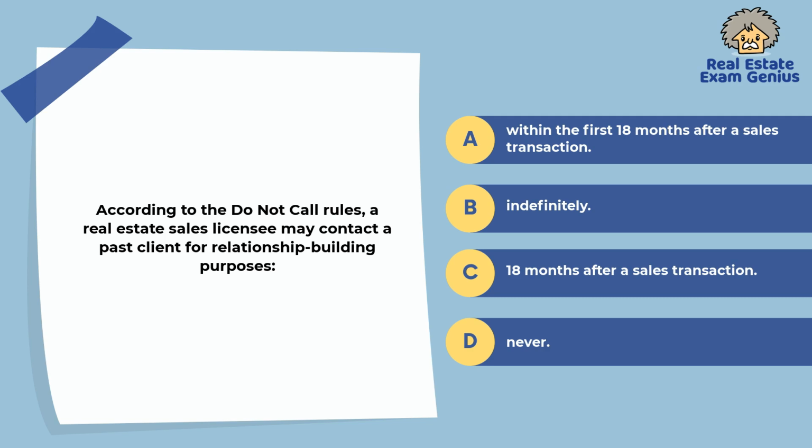According to the Do Not Call rules, a real estate sales licensee may contact a past client for relationship building purposes: within the first 18 months after a sales transaction, indefinitely, 18 months after a sales transaction, or never.